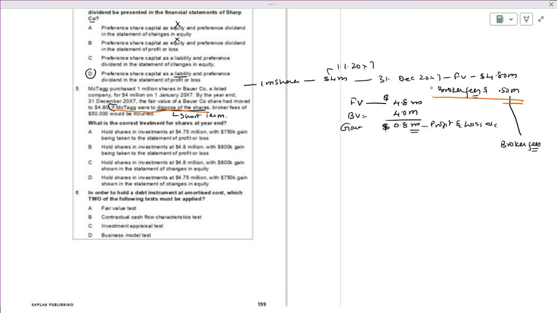What we have to take is the fair value. This much you have to show in the statement of financial position in current assets. We should not take the book value. Once revalued, we have to take the revalued amount, and the gain you have to show in the profit and loss account. What is the answer?